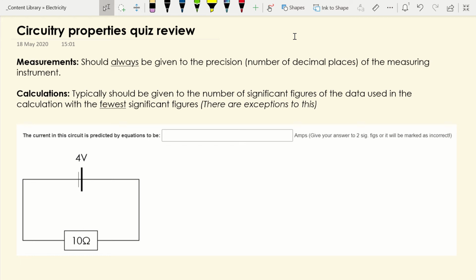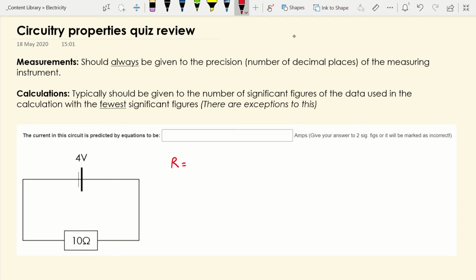With calculations, it's significant figures that are important. So we give our answer to the number of significant figures of the piece of data in the question we used that had the fewest significant figures. I'll flag up where that is because that's a bit of a mouthful. So let's have a look at this first one. We want the current in this circuit. This is a fairly straightforward question.